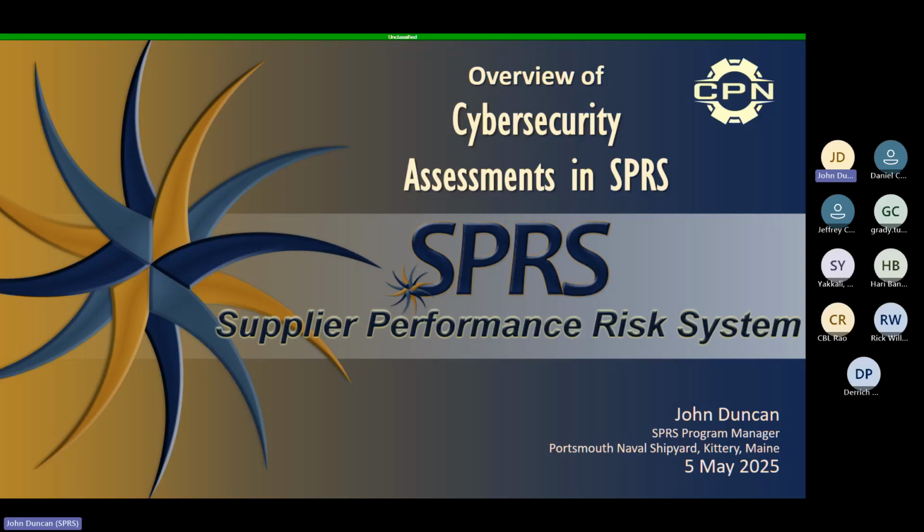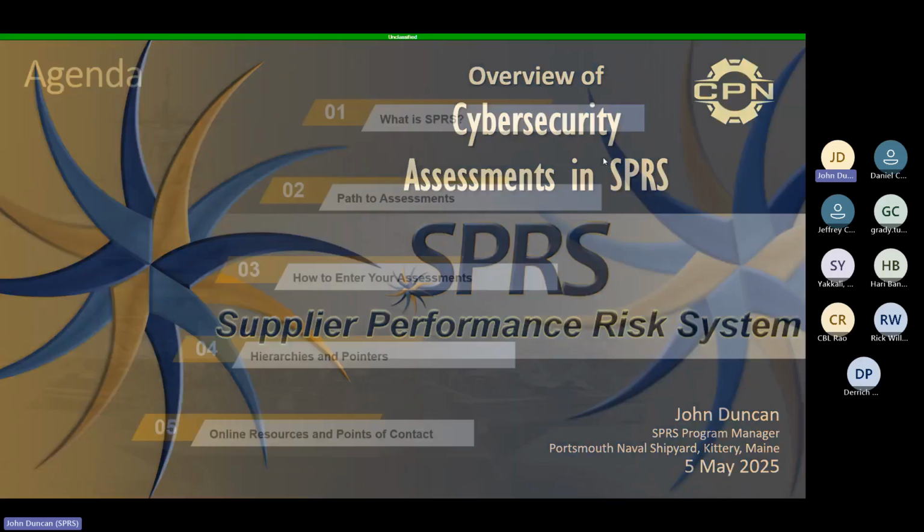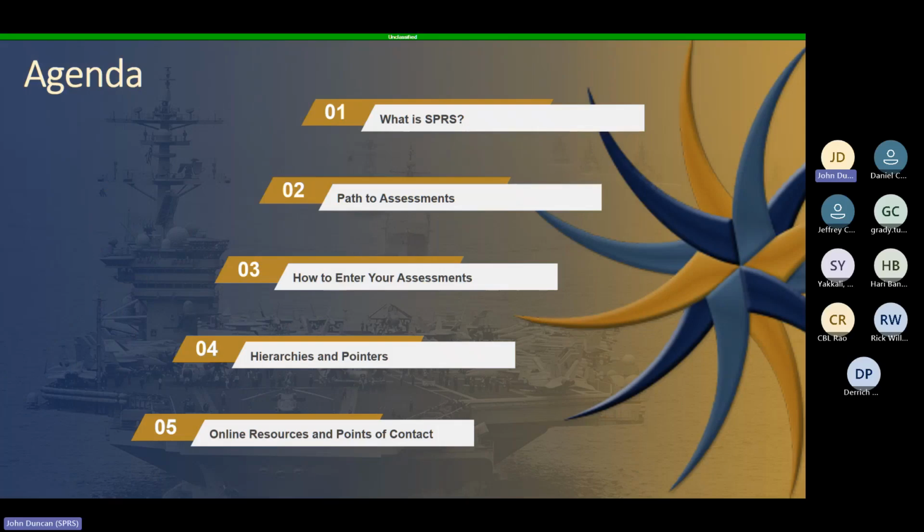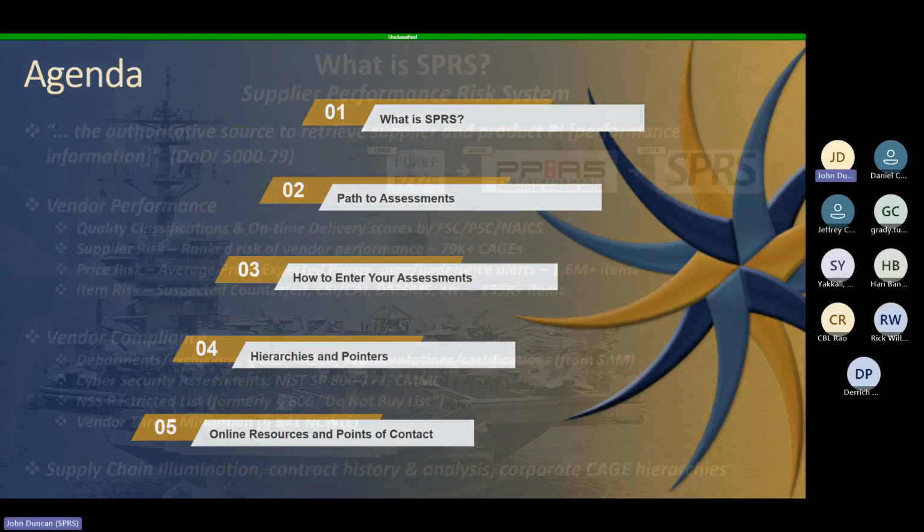So what are we going to do? This is what we do. We'll go through our slides here. Today, we're talking about what is SPRS, how to get your assessments, how to enter the assessments, and talk about some hierarchies and some pointers. These are the things that can help or hurt you, and I'm going to give you some pointers to navigate some of the more complicated parts, which aren't complicated, but they sure feel that way. And then I'll have some resources and points of contact.